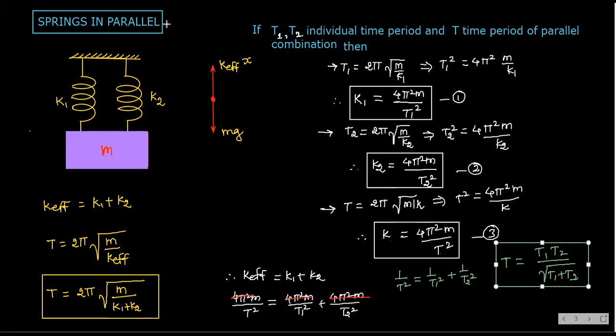Check once. This should be a square, right? Have a look. T2 square, 1 minute. T2 square plus T1 square by T1 square into T2 square. So T1 square into T2 square is T1 T2, and T1 square plus T2 square under root. So this should be square. Yes, put the square here. Square should come here, right? Yes. Good. Let's go. This is the time period when springs are connected in parallel.